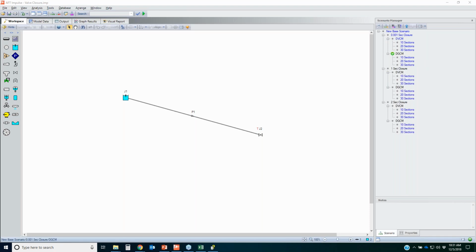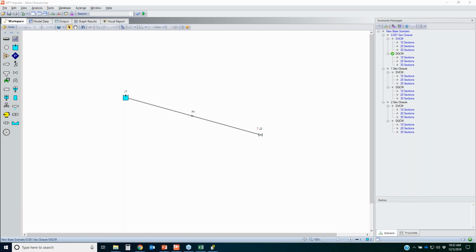After that, I did another cloning operation where I took this closure time scenario and I cloned everything inside of it. And when I did that, I created my 1 second closure case. All I needed to do in this 1 second closure case was change the closure time for the valve, and that changed everything down here in my scenario. So I only needed to make the change once. And then I cloned things one more time and I did a 2 second closure.